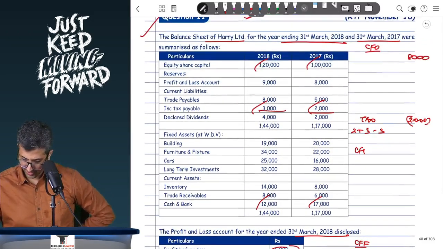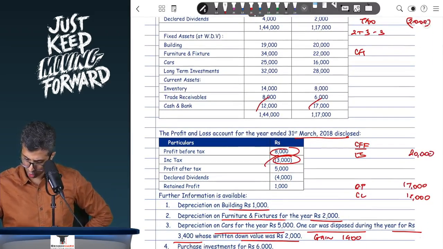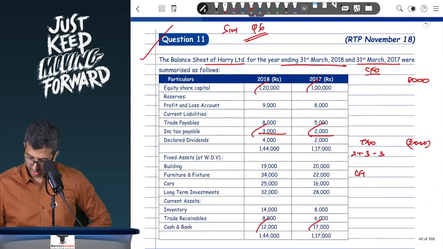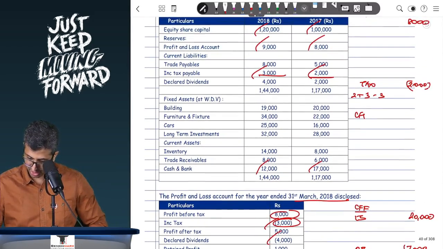Equity shares are 20,000 increase, और कोई adjustment है नहीं यहाँ पे. Next you have profit and loss 8 से 9. Basically I've taken tax, I've taken PBT. 4,000 का declared dividend लेना है. Declared dividends 2,000 at the beginning, 4,000 at the closing.